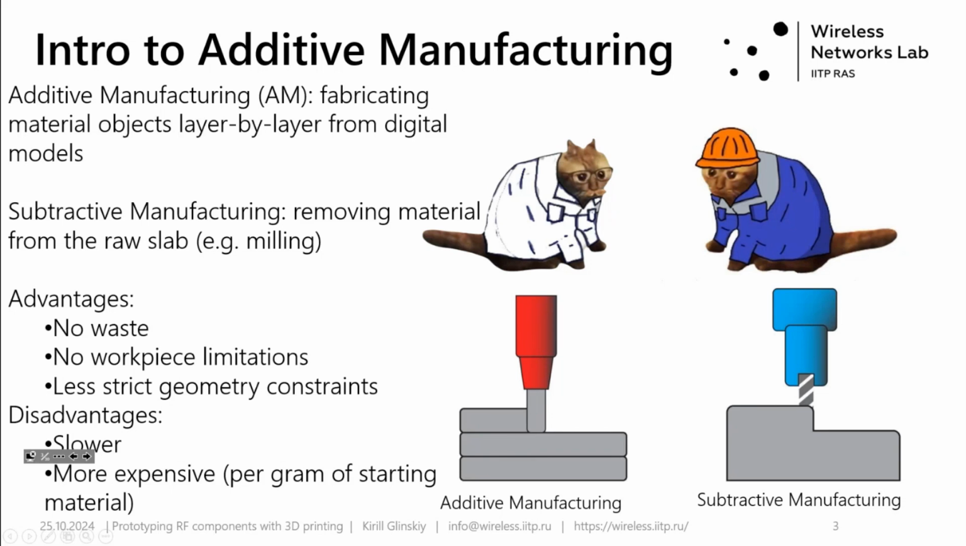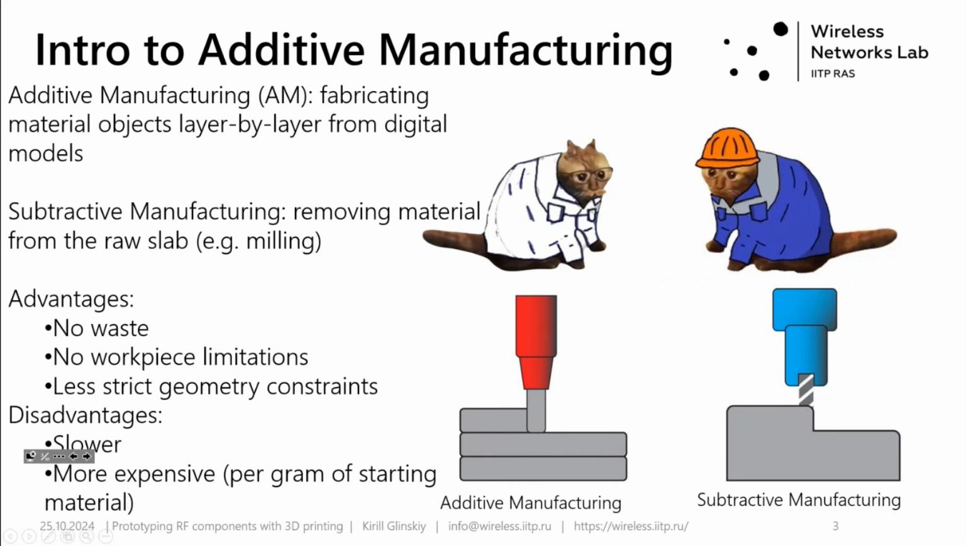It has much less waste, as we use only the material we require. It has significantly fewer limitations for the workpiece. For example, we can build an object that is hollow inside, which would be impossible with conventional subtractive manufacturing. And we have much less strict geometry constraints. So again, we can build something with a lot of overhangs, a lot of lattices with variable infill, and all of those advantages. However, this method is slower, as we can remove material much faster than we add it.